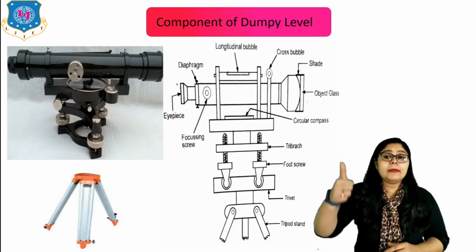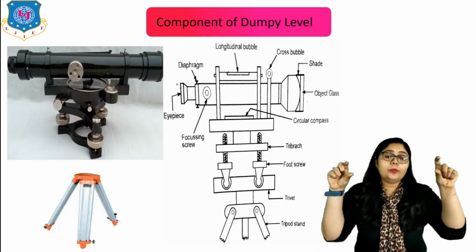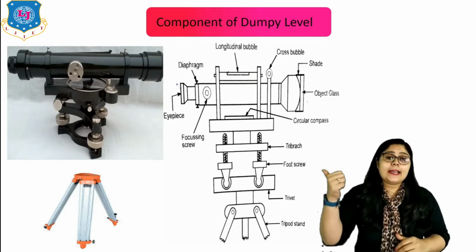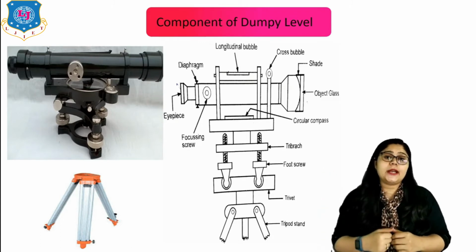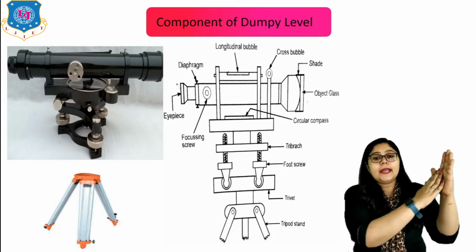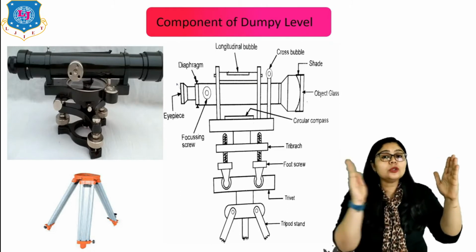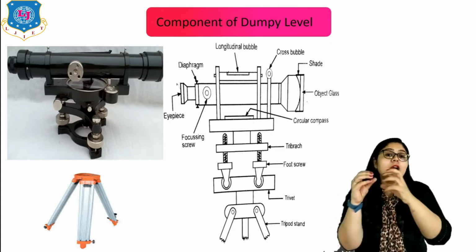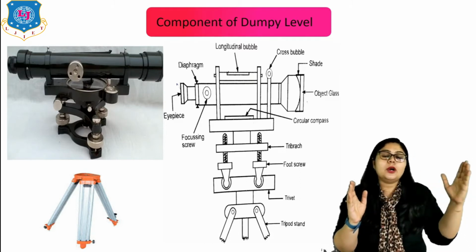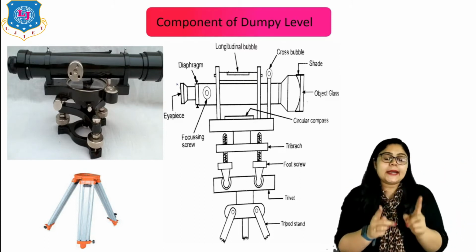Now if you see, the main component is the telescope. Here the telescope has two things. First is the eyepiece and second is the object glass. It means whenever my object is there, at that time I have to look through my eyes through the eyepiece to the object glass to the object. So that is the concept of taking the reading through the telescope.